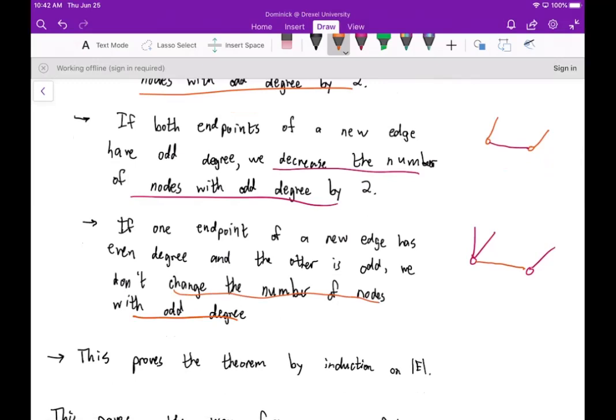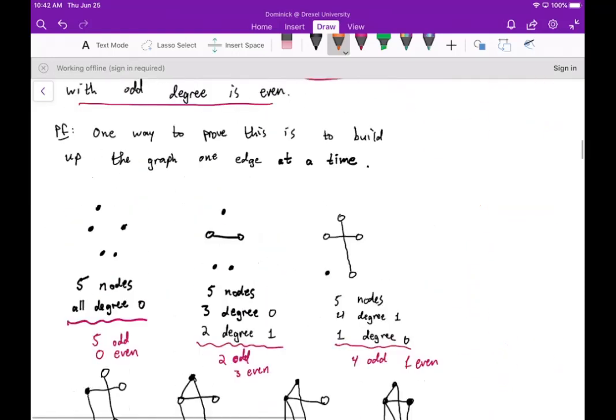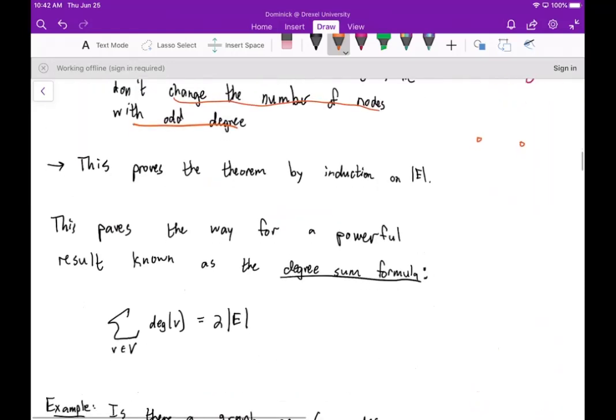So now essentially this is going to prove it because now you can just do this by induction, right? If you were to just take, for example, a subset of two nodes, and consider all three of these cases, that would cover any graph that you could look at. Right. Now, since we've proven this theorem, we've proven that for any graph, the number of nodes with odd degree is even. This paves the way for a nice, powerful result, and this is known as the degree sum formula. And this says that the sum of the degrees of all your vertices for a particular graph is 2 times the number of edges, right?